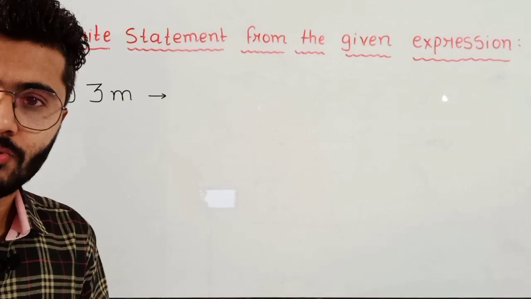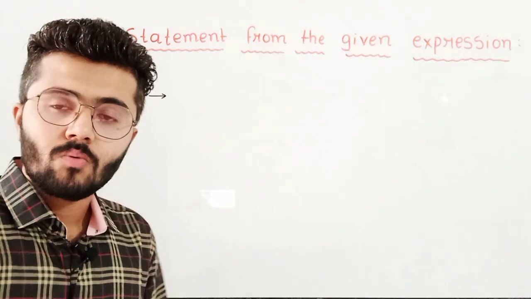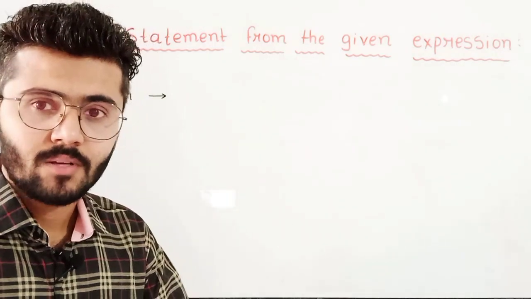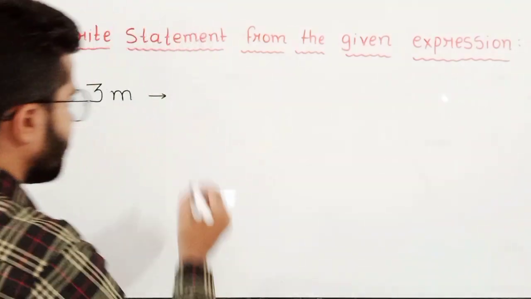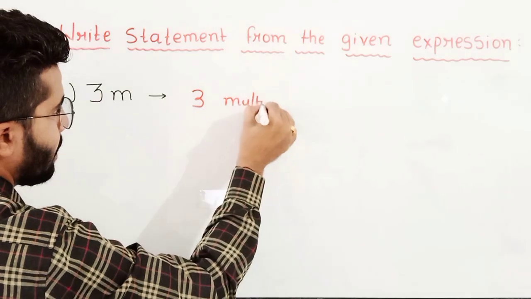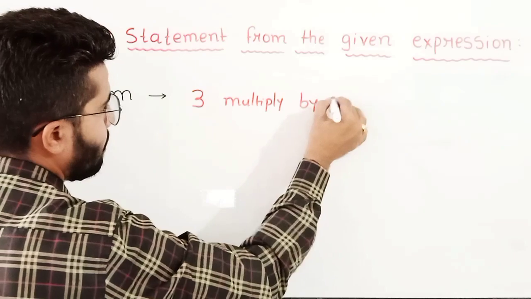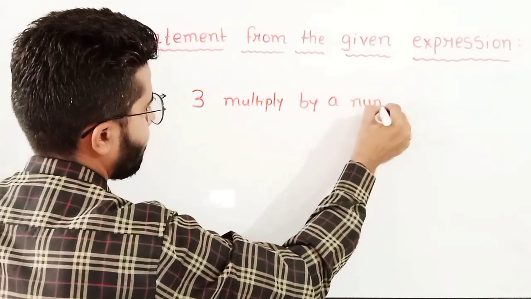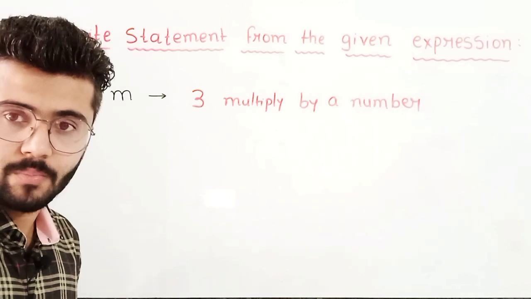So here we have to write statement for 3m. So what is the possible statement for this expression? Can we say that 3 multiply by a number? Yes, this is also a correct statement.